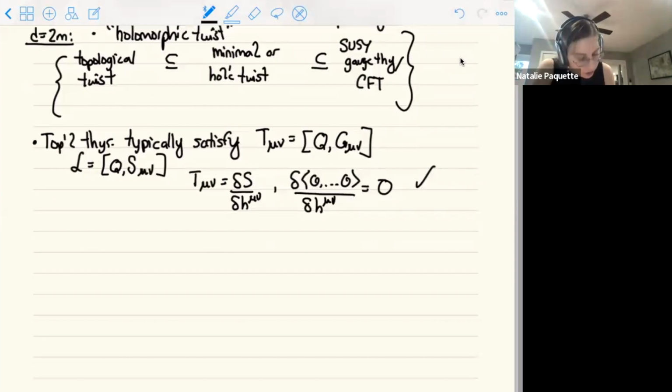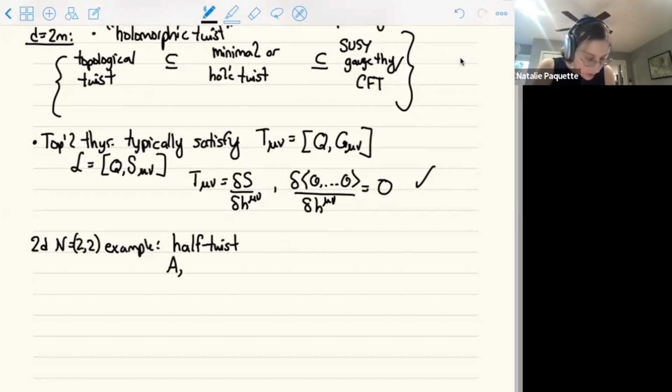In our 2D (2,2) example, we had these three kinds of twists. We had the half twist, and we had the A and B twists. The half twist is a holomorphic twist of a 2D (2,2) theory.